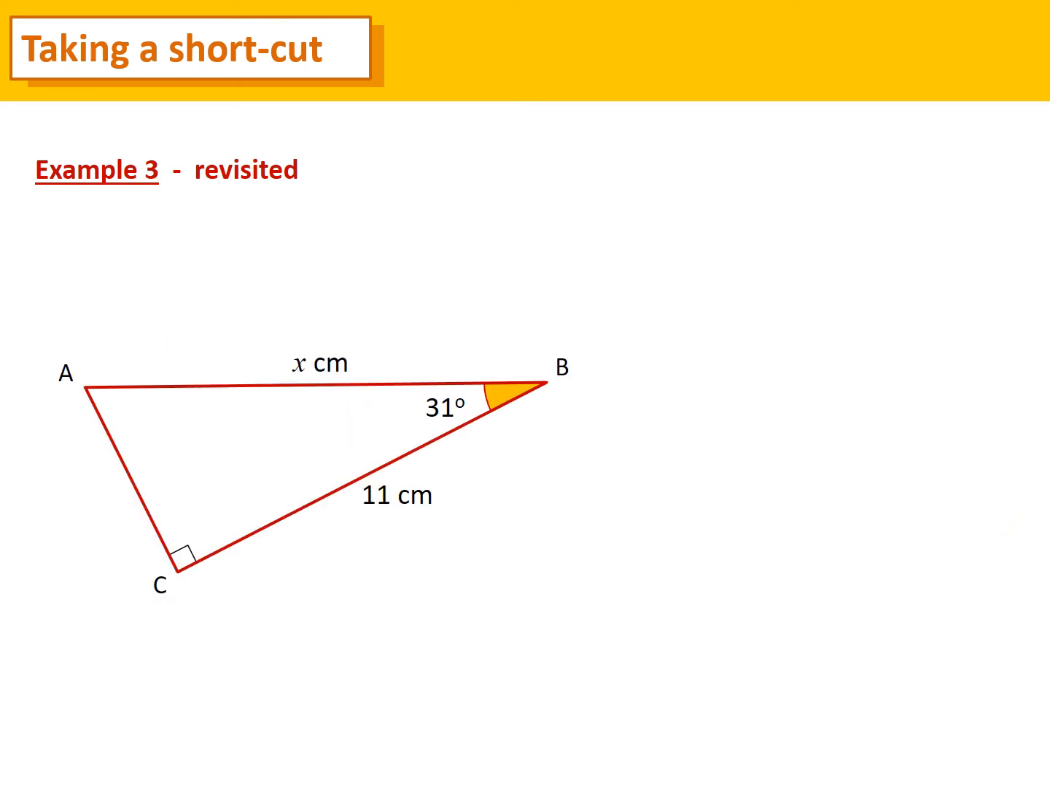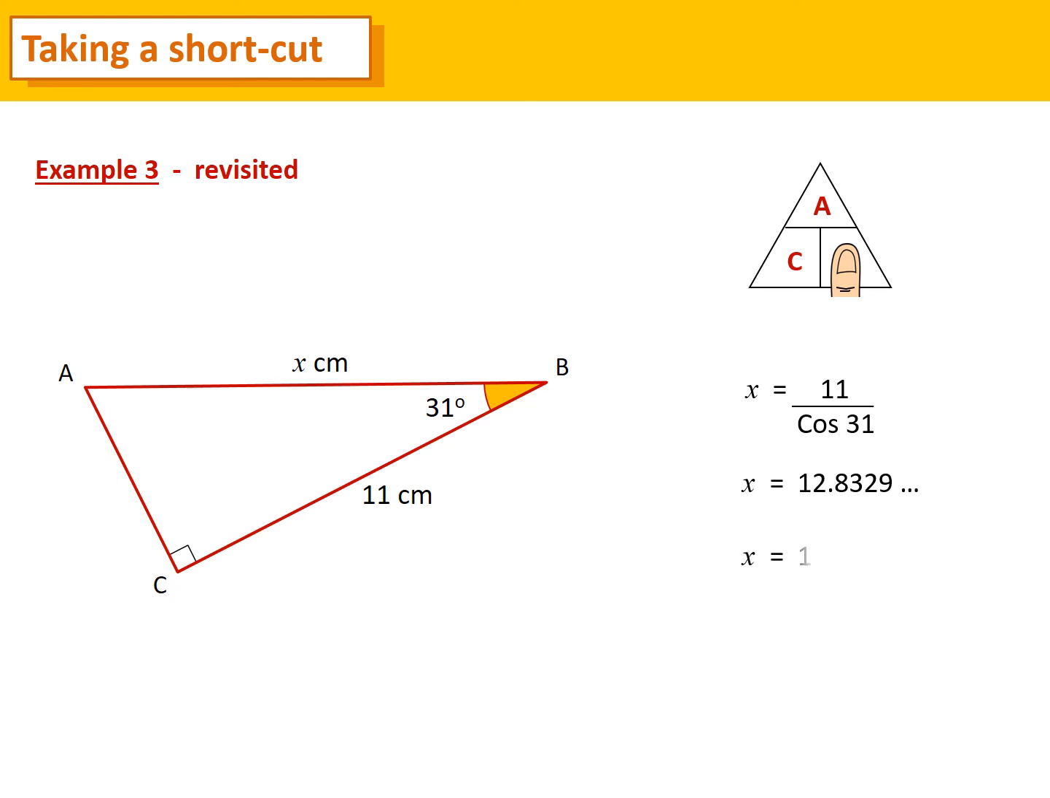When revisiting example 3, 11 is the adjacent, and x, the side we're trying to find, is the hypotenuse. So we put our finger over the H for hypotenuse, and we're left with A divided by C, which means the adjacent divided by cosine of the angle. 11 divided by cosine 31 is 12.83, and we round off appropriately.